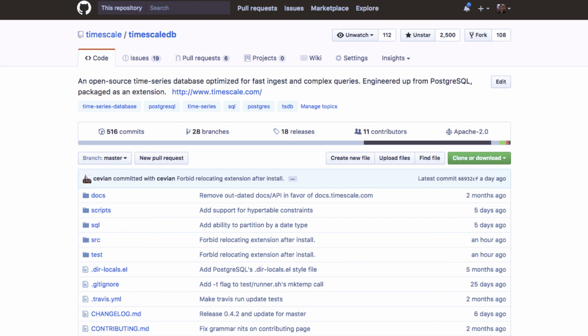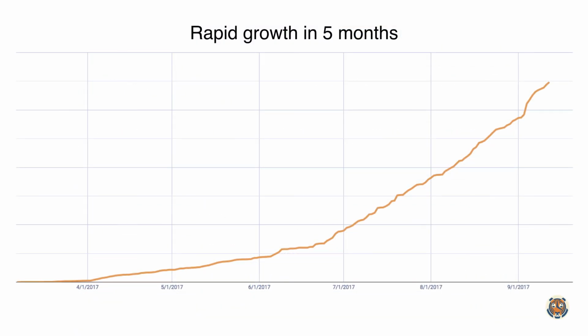We open sourced about 5 months ago, and we have had a lot of growth and interest since then. So we have a vibrant community around us, an active Slack group, a lot of people submitting issues. So we invite all of you to join us and help us develop the product.